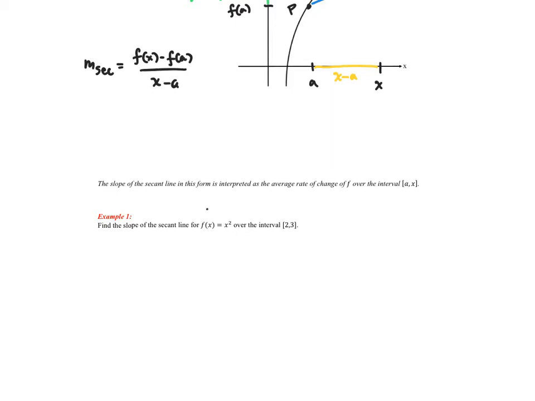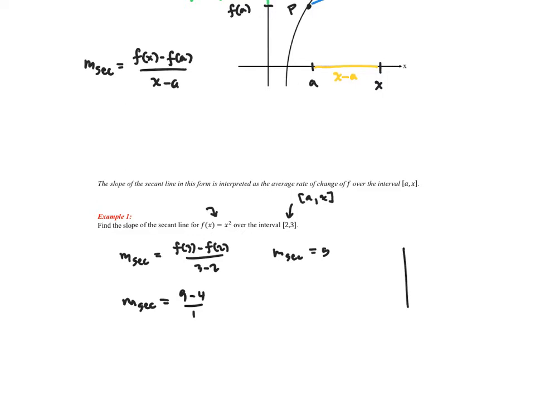Here I have f of x, which is x squared. I've got an interval from 2 to 3, which would be from a to x. So the slope of the secant line of f of x from 2 to 3 would be f of 3 minus f of 2 over 3 minus 2. We're going to use f of x, which is x squared, to find that f of 3 is 9, and f of 2 is 4, and 3 minus 2 is 1. So the slope of the secant line on f of x from 2 to 3 is 5.